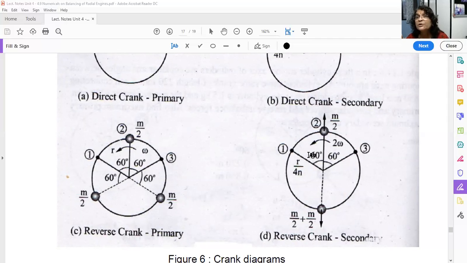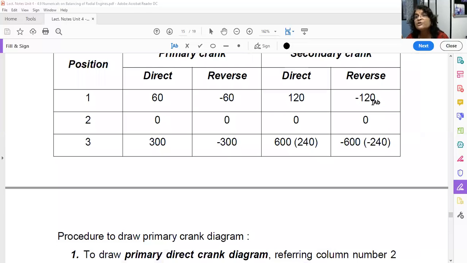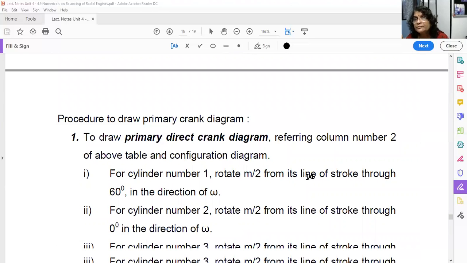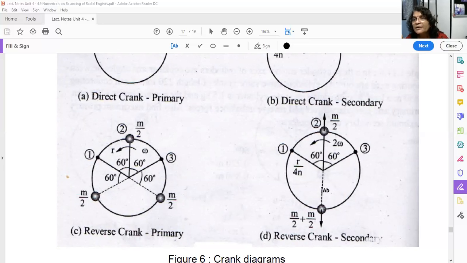Sorry, cylinder number 1, 120. Yeah, sorry, 120. You have to rotate it by 120°. So cylinder number 1 by 120°, it will come here. This is your m by 2. Cylinder number 2, 0°, it will remain here. Cylinder number 3 by 240°. So this is 120, this is 120. It will come here. So two masses are concentrated here, m by 2 plus m by 2. One mass is here.